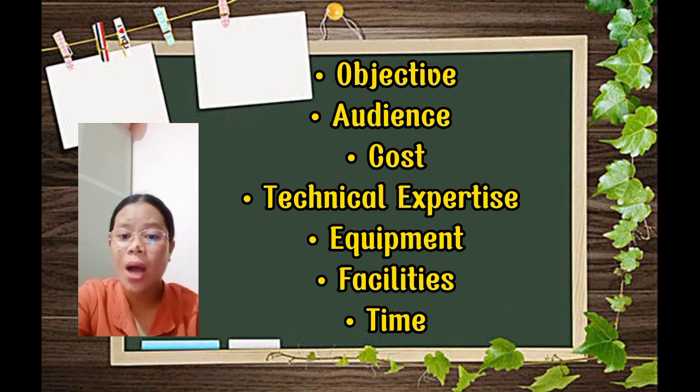Equipment. Do you have the necessary equipment to produce or use the materials you intend to design? Facilities. If your design calls for use of special facilities for presentation or use of your materials, are such facilities available? Time. Can you afford to spend whatever time is necessary to design and produce the kind of materials you have in mind?